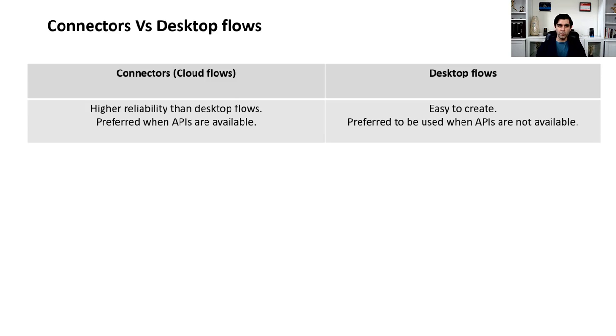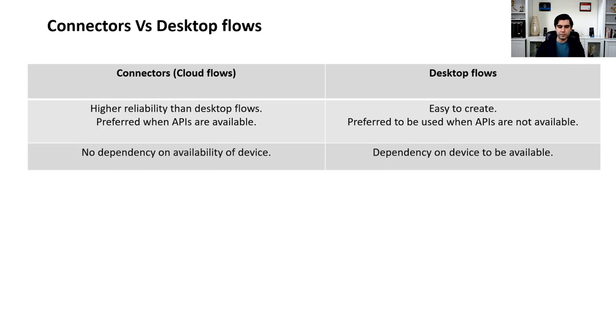Another key aspect to understand is when to use connectors and when to use desktop flows. Now, connectors, which basically the cloud flows can interact with, provides higher reliability than desktop flows. They are preferred when APIs are available. On the other side, desktop flows are easy to create. However, they should be preferred only when you are dealing with scenarios which have no APIs available. For connectors, there is no dependency on availability of a device. Desktop flows, there is a dependency on a device that has to be available for the robotic process automation job to run.